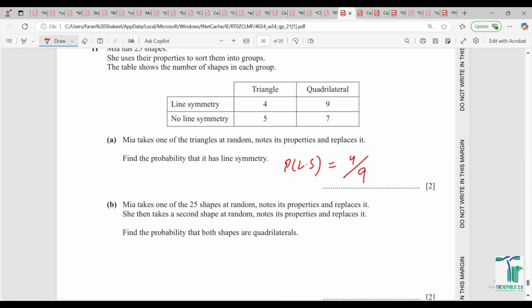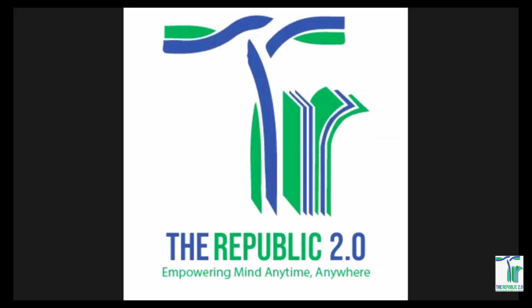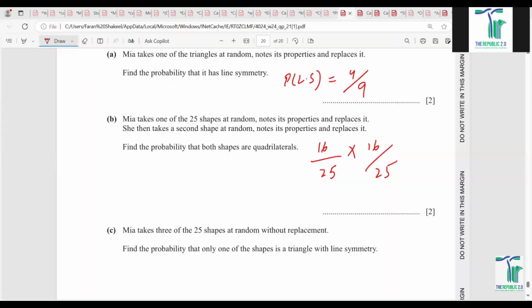So if you want to work out that both the shapes are quadrilateral, what does that mean? Out of 25 shapes, we have got 16 quadrilaterals, 9 plus 7 is 16, and the total number of shapes we are having is 25. Since she replaces it back, it should be 16 upon 25. And now you just need to multiply them, so you would be having 16 upon 25 times 16 upon 25, and that would eventually become 256 divided by 625.